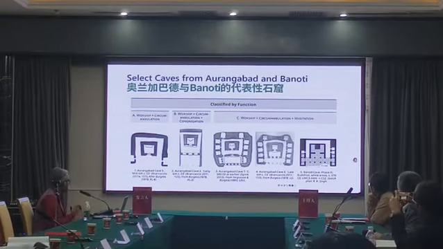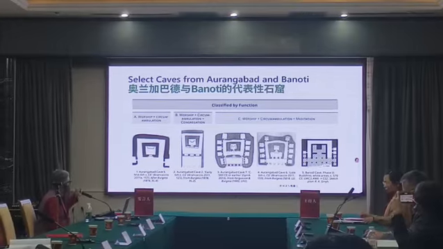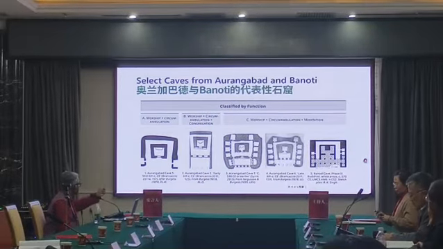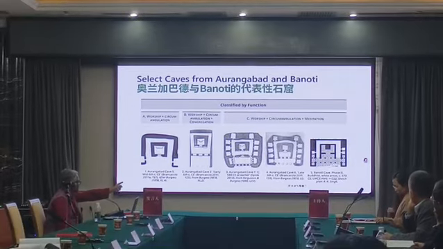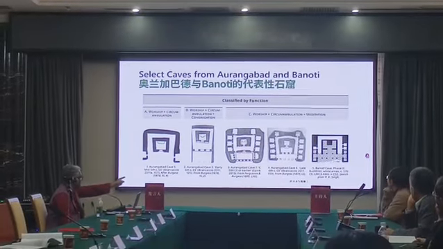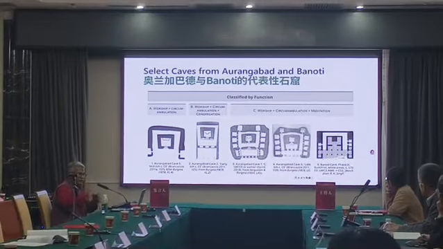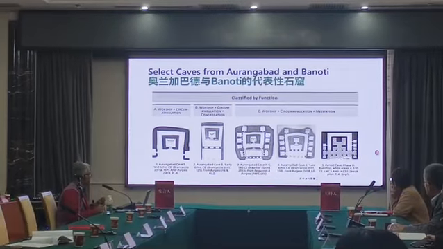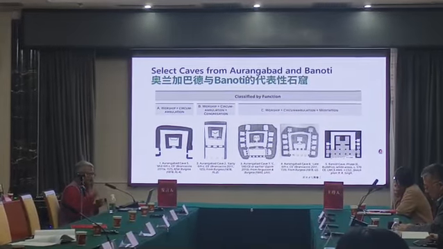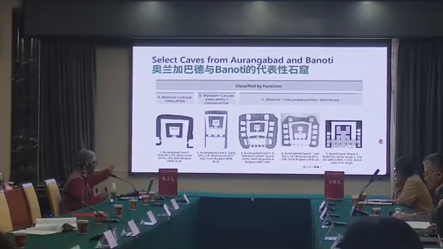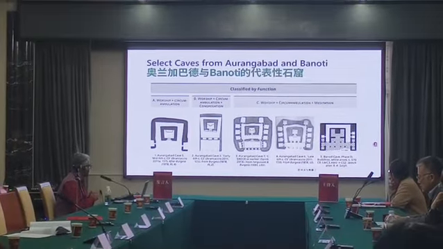This is Aurangabad cave. Cave number 5, cave number 2, cave number 7, cave number 6, and then Banoti cave. I made that plan. The Archaeological Survey of India does not give permission to take measurements, so it creates a problem for researchers. So I made a schematic plan, but these plans were made earlier by archaeologists.